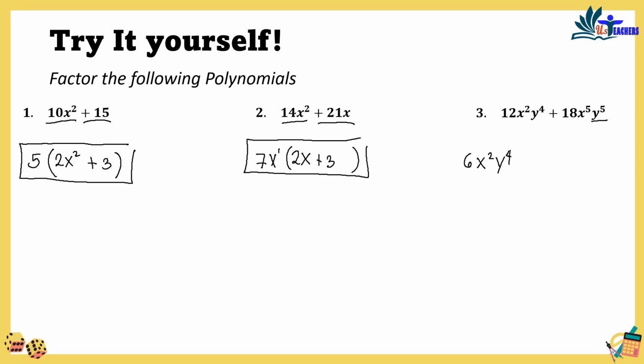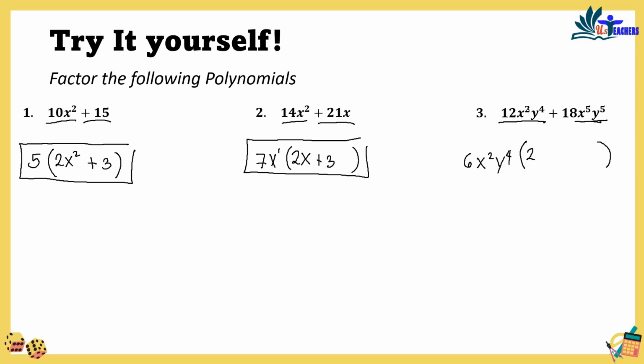Ngayon, meron na tayong GCF. Lalagyan na natin siya ng parenthesis. So, let's divide. First term muna. 12 divided by 6 is 2. X squared divided by x squared is, maka-cancel out na siya. Y raised to 4 divided by y raised to 4 is, maka-cancel na din siya.